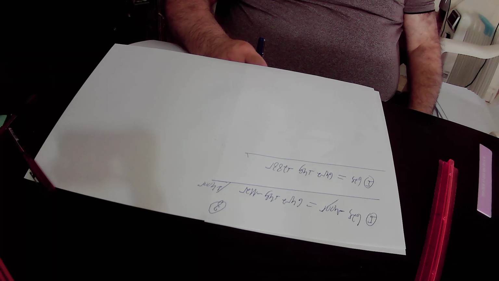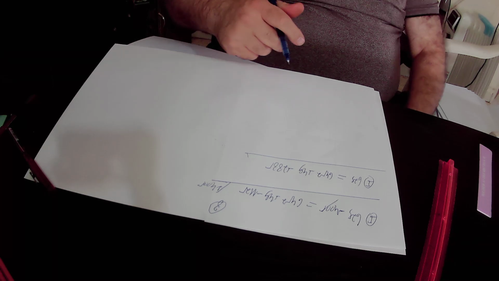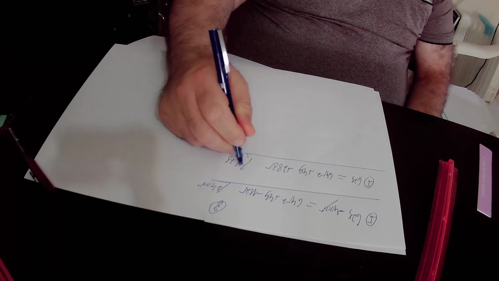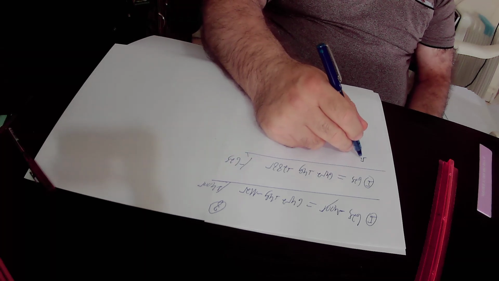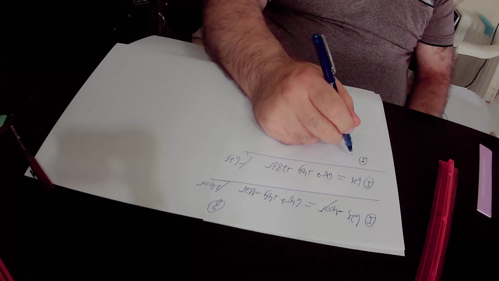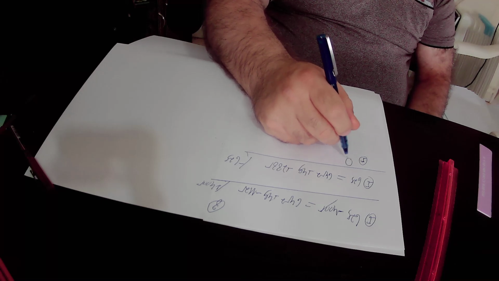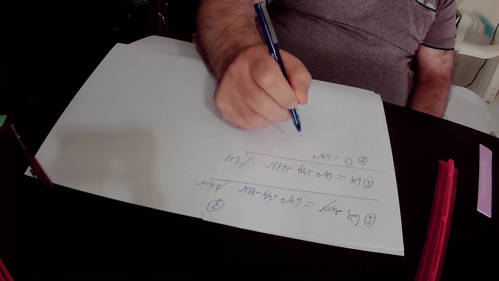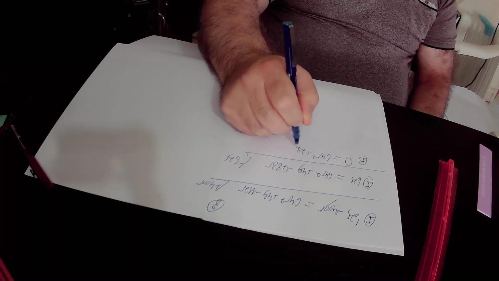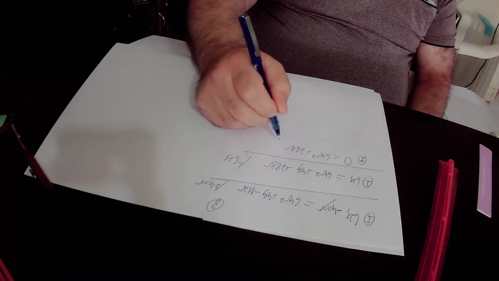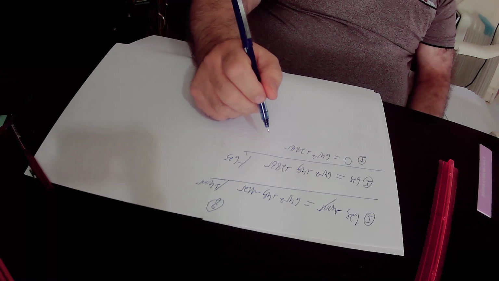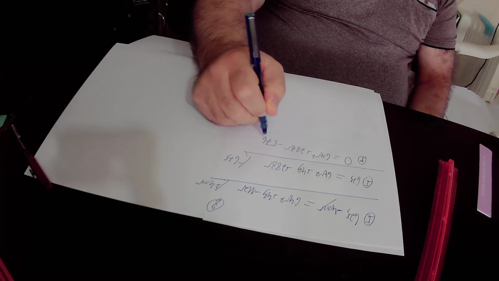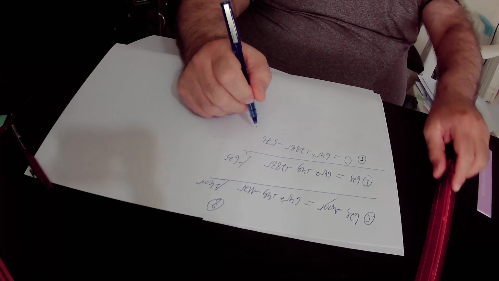Here we will subtract 625 from this equation, equation number 1, and we will get that according to equation number 1, 625 minus 625 is 0, and it is equal to 64r squared plus 288r, and 49 minus 625 equals minus 576. So we have here a quadratic equation.